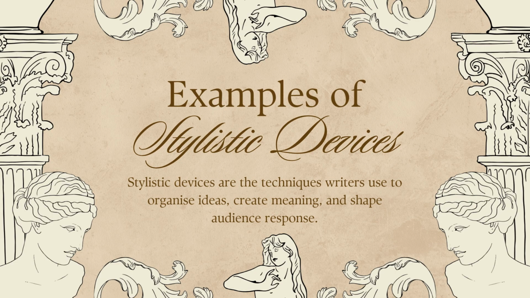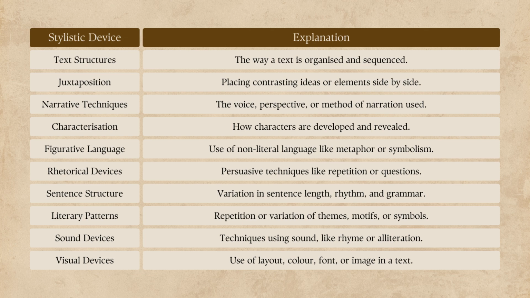Examples of stylistic devices. Stylistic devices are the techniques writers use to organize ideas, create meaning, and shape audience response. Stylistic device. Explanation. Text structures. The way a text is organized and sequenced. Juxtaposition. Placing contrasting ideas or elements side by side. Narrative techniques. The voice, perspective, or method of narration used. Characterization. How characters are developed and revealed.